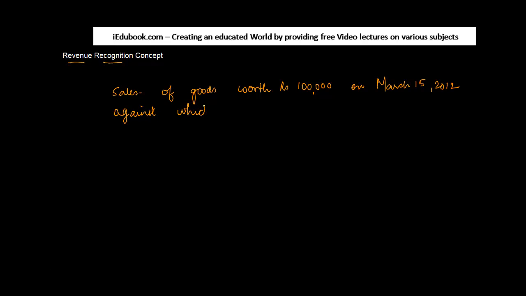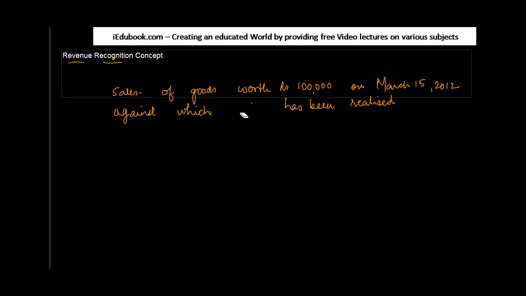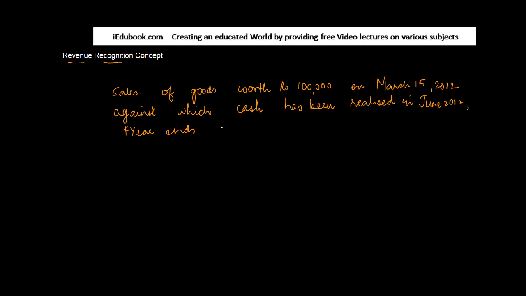So let's say, for example, there is a sales transaction, sales of goods worth rupees 100,000 on March 15, 2012, against which, let's say, cash has been realized in June 2012. Financial year ends March 31, 2012.